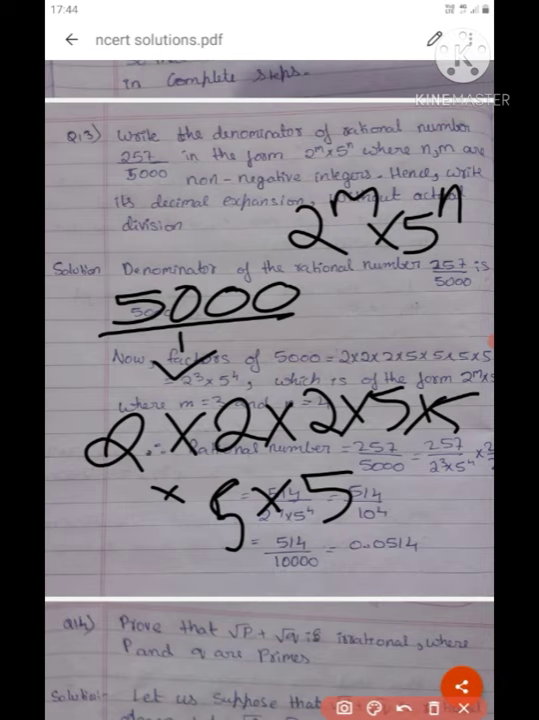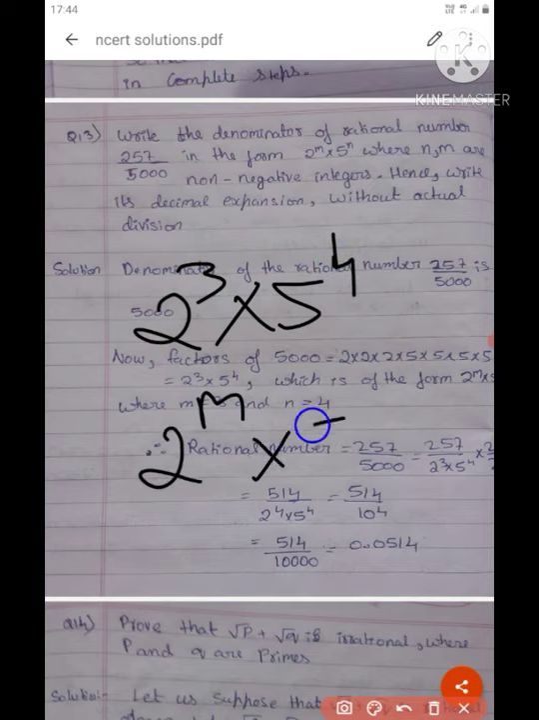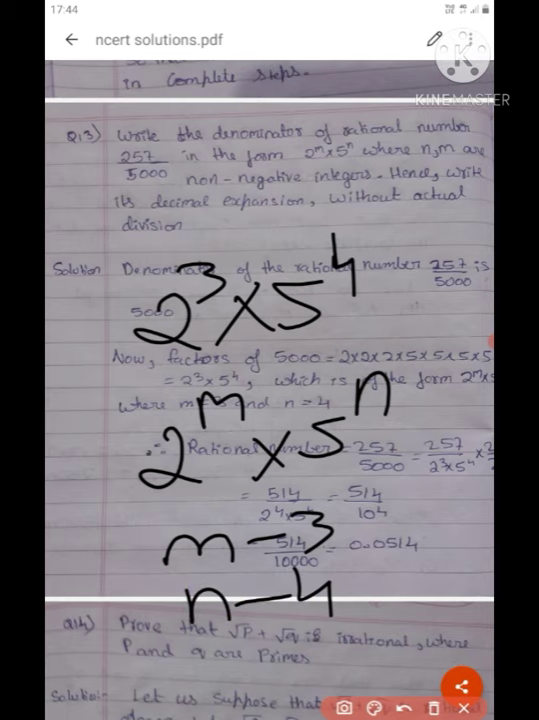Prime factorization of 5000 is nothing but 2 power 3 into 5 to the power 4. Right? 2 to the power 3 into 5 to the power 4. They asked us to write in the form of 2 to the power m into 5 to the power n. Over here m is 3 and n is 4. So the first part of the question is done.